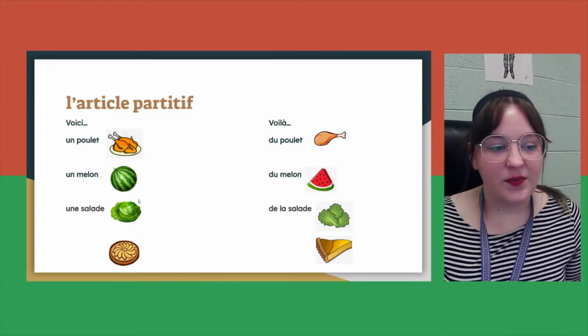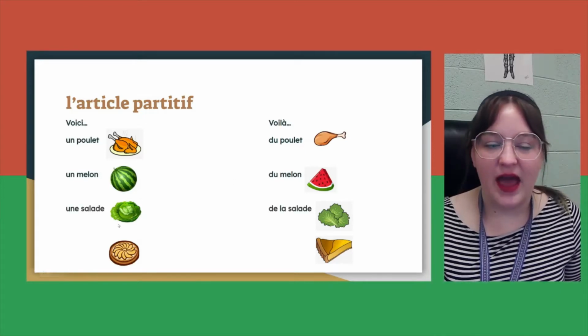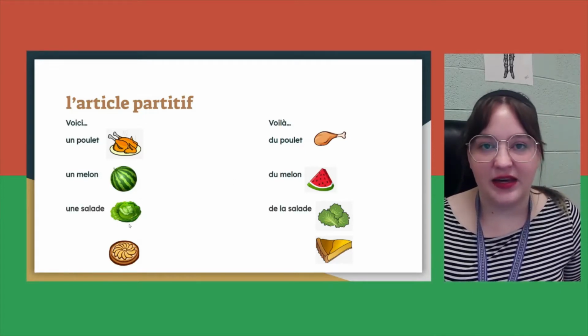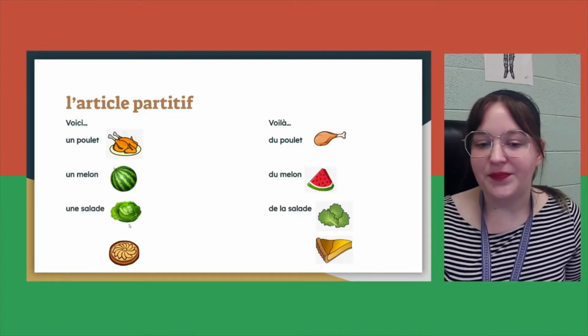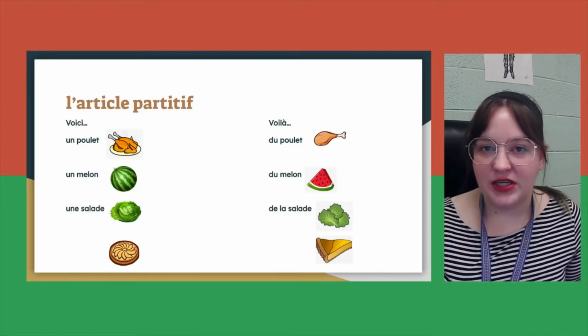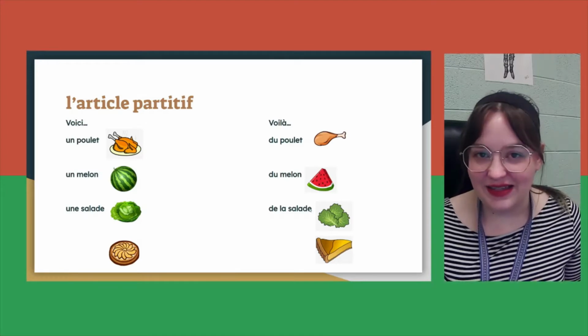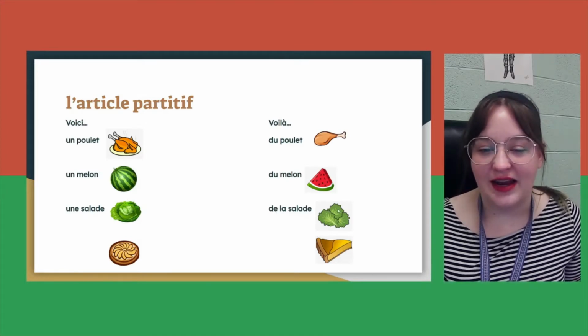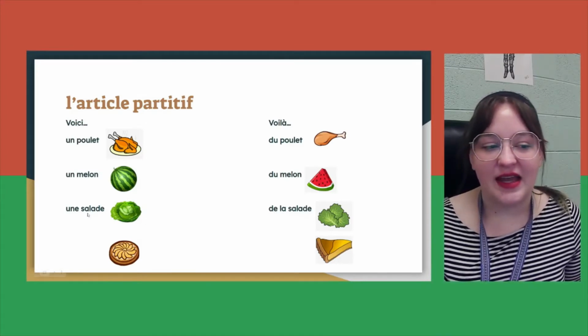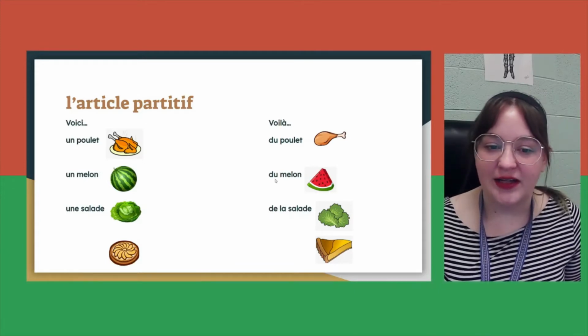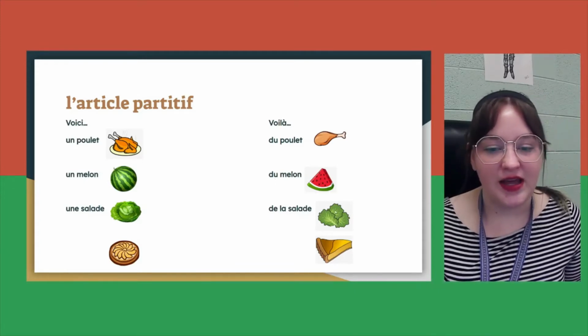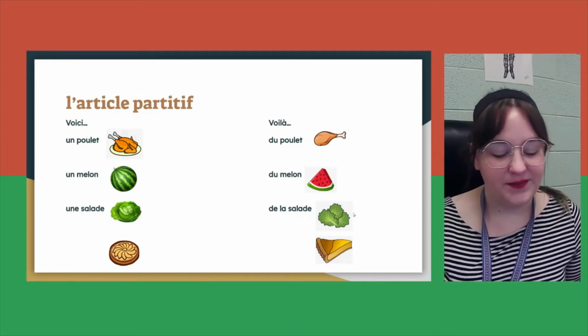Next one, une salade, okay? A head of lettuce, right? Une salade means a head of lettuce. But you're probably just not going to eat a head of lettuce, you're probably just going to eat some of it, so it would be de la salade, right? So since salade is feminine, we use de la, not du. De la salade, some lettuce.